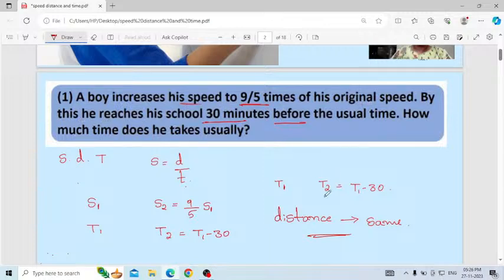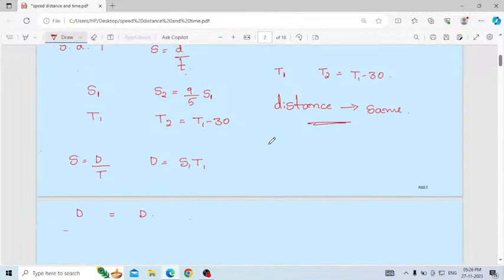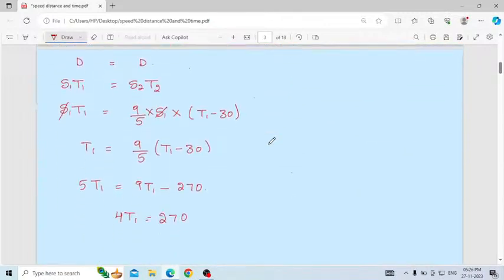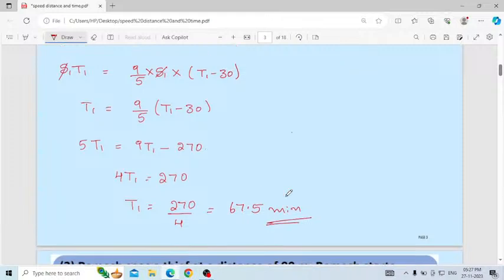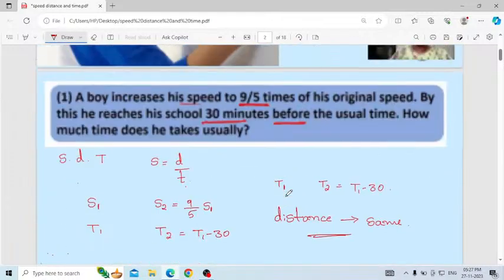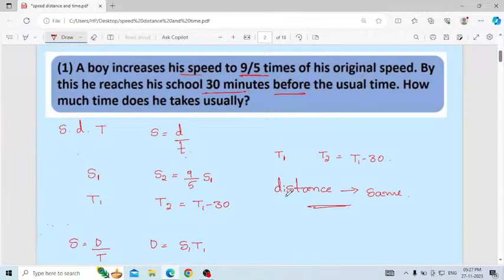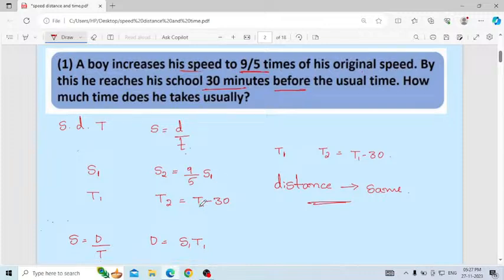30 minutes before means you have to do T1 minus 30. How much time does he take usually? What is the time? The usual time will be T1. Otherwise, the original time, the usual time, you can consider T1, it will be 67.5 minutes. Sometimes they will ask to calculate T2 also. Then how will you calculate T2? T2 will be the original T1 minus 30, subtract, and you will get T2 also.